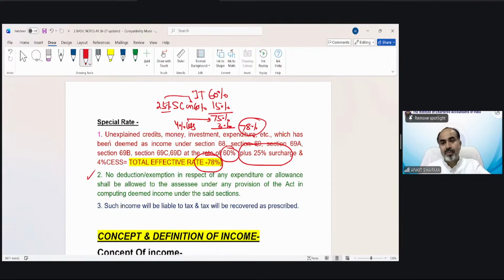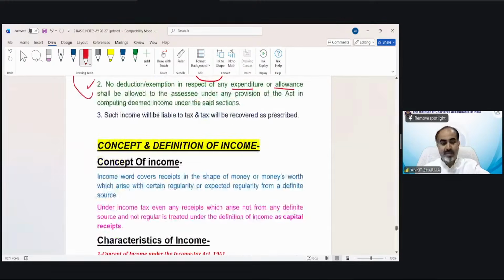Now point number 2, no deduction or exemption in respect of any expenditure or allowance. So if any income has been treated as your black money, out of that income you cannot claim any kind of expenditure, deduction, etc. It is going to be taxed on a gross basis. No benefit, no expenditure, no deduction you can claim. So that was black money cases.